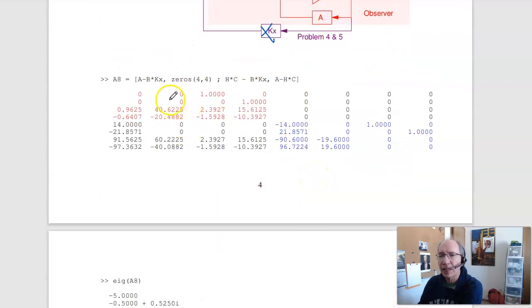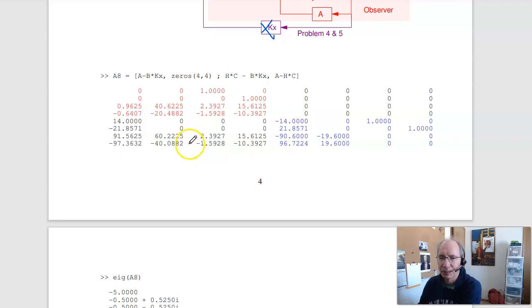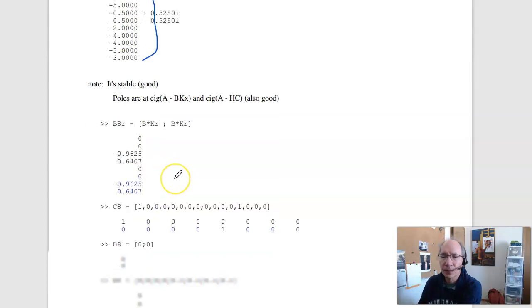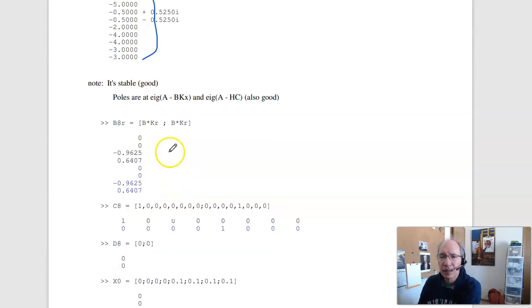If I try that, so here's your 8 by 8 A matrix, there's A minus BKx, A minus HC, and this is HC minus BKx. Checking, the eigenvalues are the poles of the observer and the poles of the plant. Again, that's the separation principle. The observer and full state feedback don't interact. Pick Kr to make the DC gain 1. Whatever I do to the plant, do the same thing to the observer.